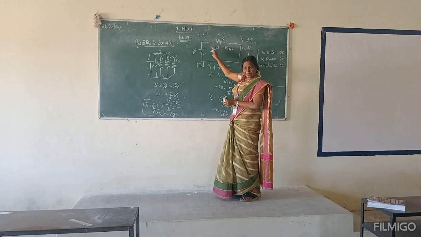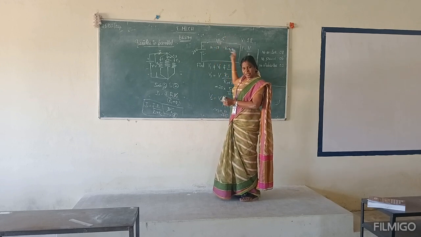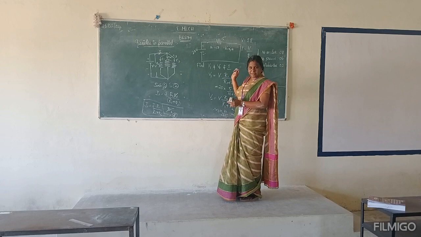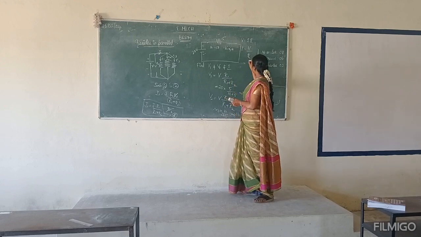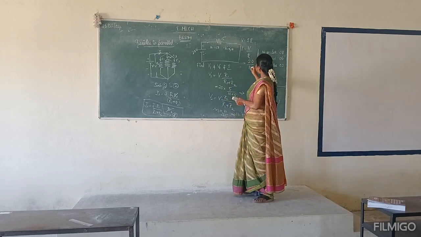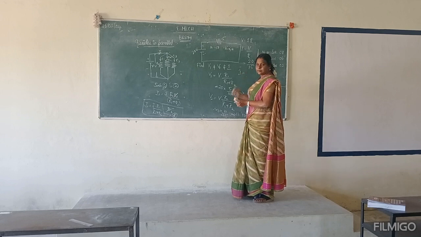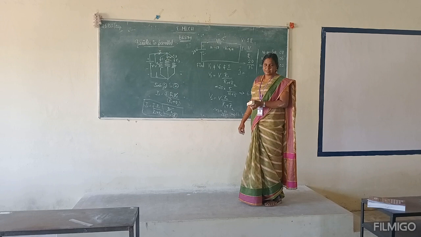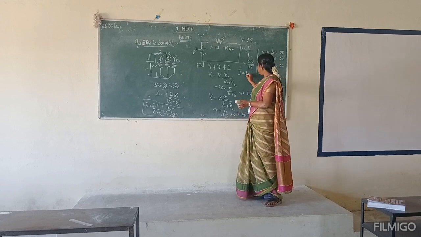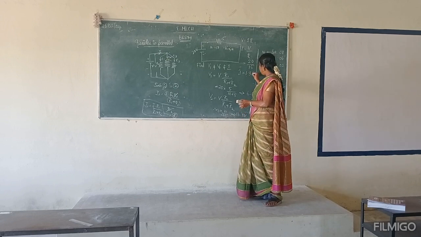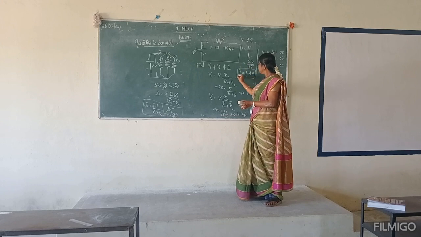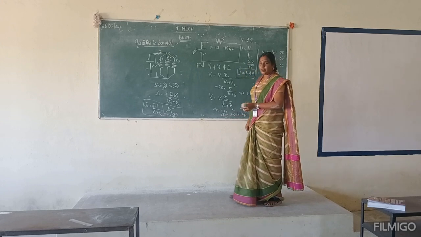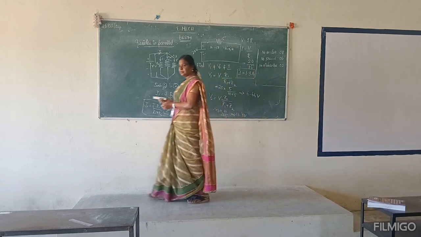Don't do it in the diagram because you have been given the video. You can draw separately. So it is 20 divided by the total resistance, 15. Understand? 1.3 ampere. 1.3 ampere.